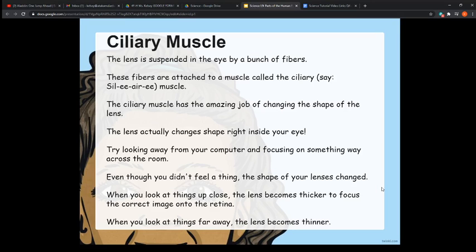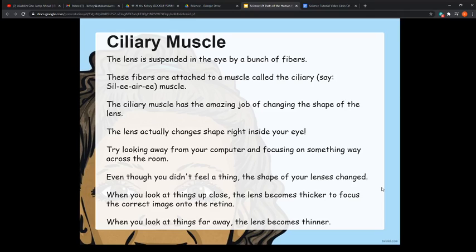The lens is suspended in the eye by a bunch of fibers. These fibers are attached to a muscle called the ciliary muscle. The ciliary muscle has the amazing job of changing the shape of the lens. The lens actually changes shape right inside your eye.